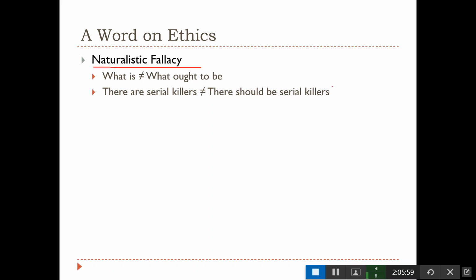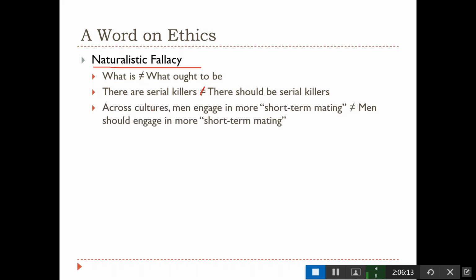So just because there are differences between groups doesn't mean there should be differences. Oh, there are differences in terms of spatial ability between men and women. There should be differences. This is not the case, right? Notice the strikeout here. Across cultures, men engage in more short-term mating. We talked about this with the evolutionary psychology. That doesn't mean that men should engage in short-term mating and go around spreading their seed everywhere, right?